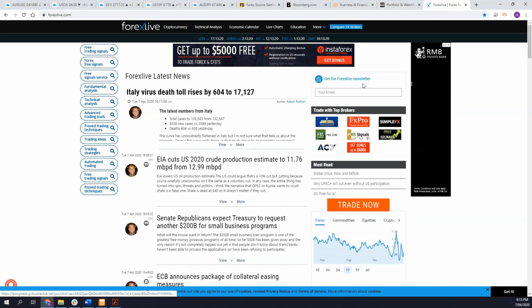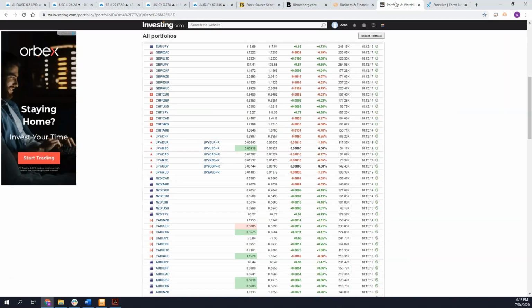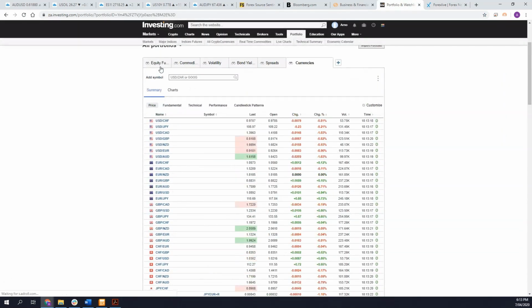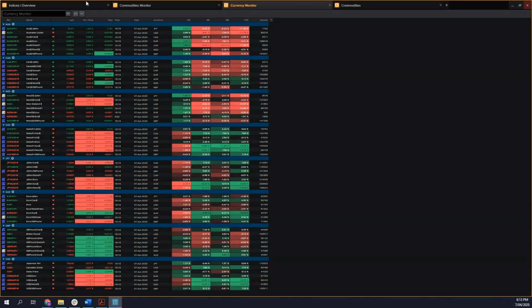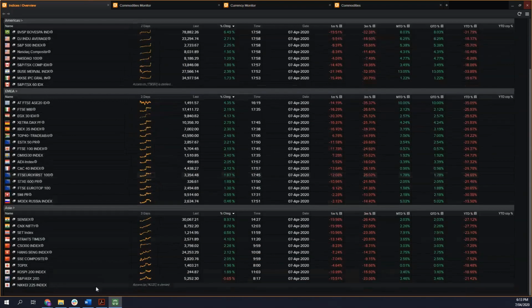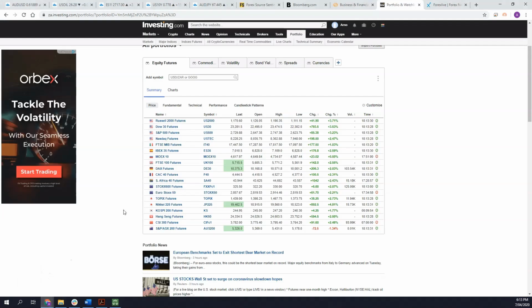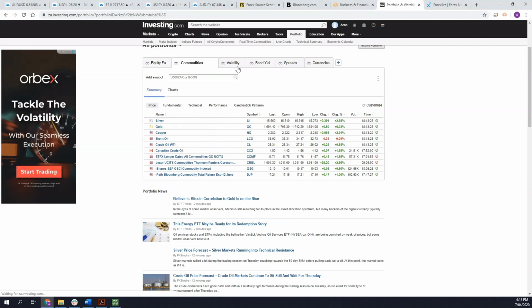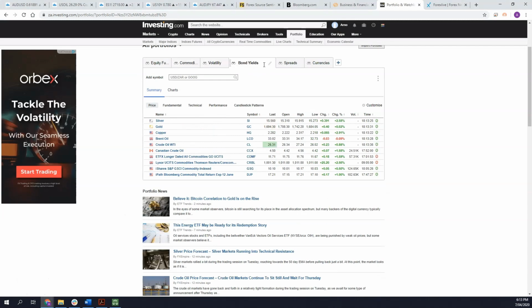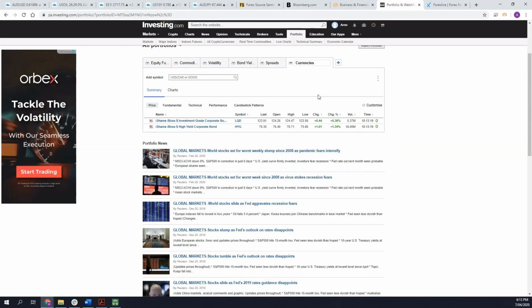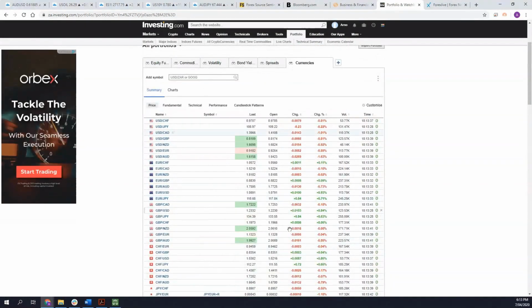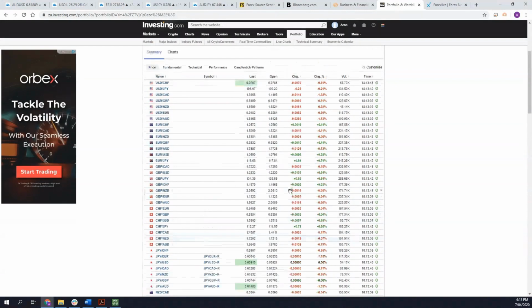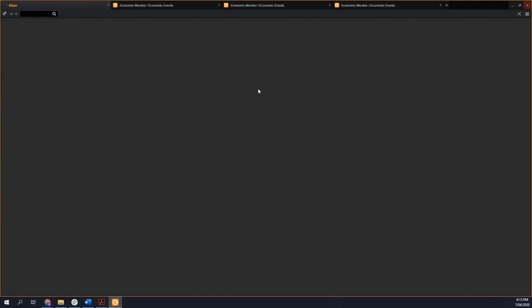Then after that, I normally start with the intermarket analysis. Now, what I'll normally do there is I'll start with equities across the board, looking at equity futures, as well as looking at the indices from my Zenith platform. After that, I'll also have a look at other asset classes like commodities, having a look at volatility, bond yields, spreads, and then, of course, the currencies to see exactly what type of movements we've been seeing in the currency space.